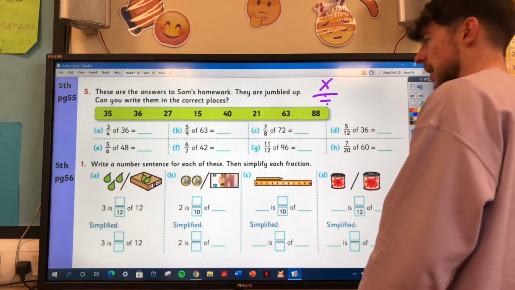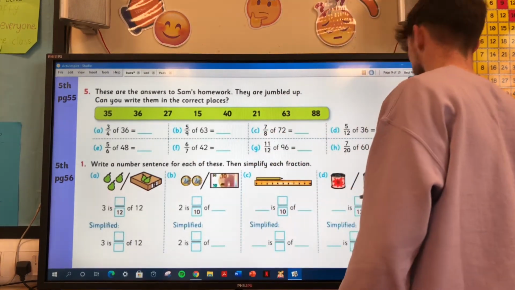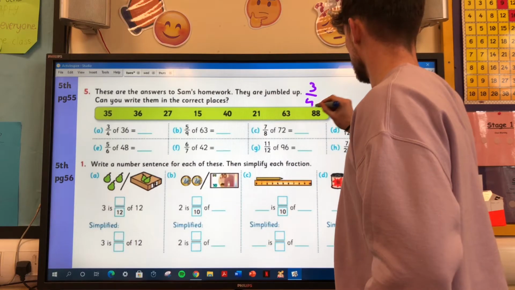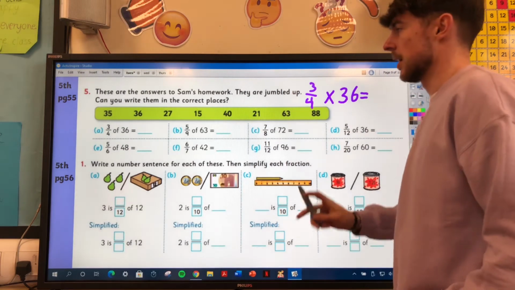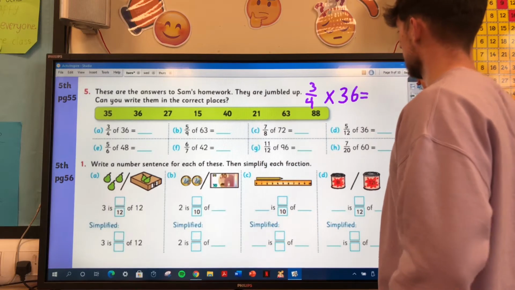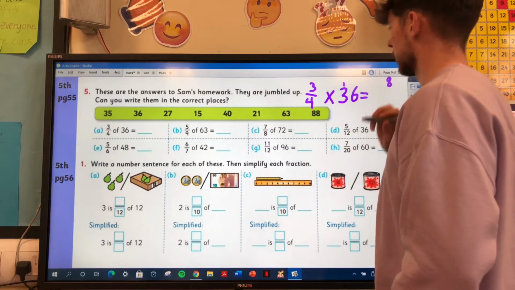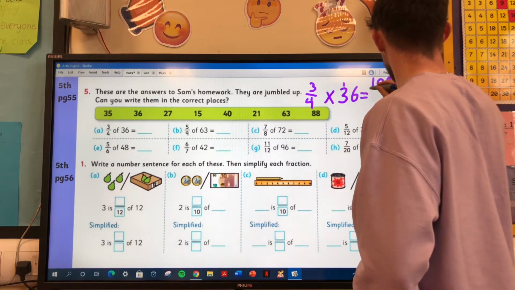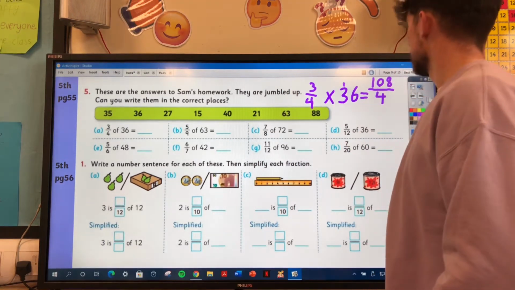Okay, so for example, for this first one here, what do we do again? We multiply by the top and divide by the bottom. So what's 3/4 of 36? So 3 by 36 is equal to what? 3 by 6 is 18, and we have our 1... so 3 by 3 is 9 plus 1, so 108 over 4. So what is 108 divided by 4?